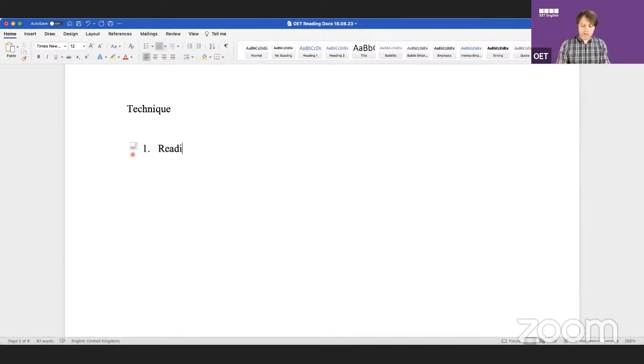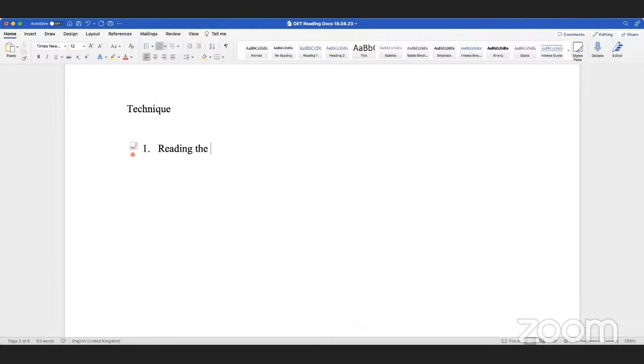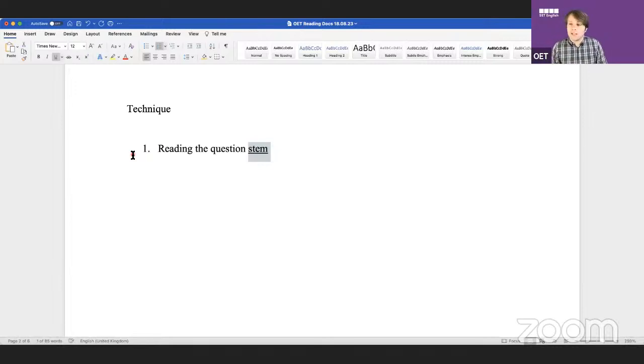Step 1, we read the question stem. And stem is like brain stem, right? What is a stem? It's the root. Root, yeah? So just the beginning part of the question, right? The first bit. We don't read the choices at the start.